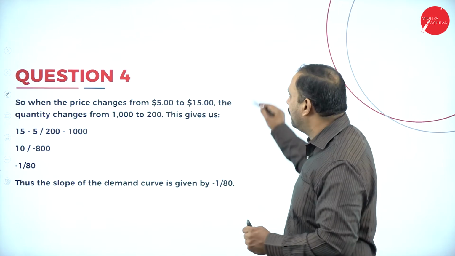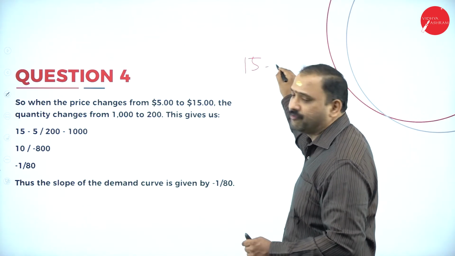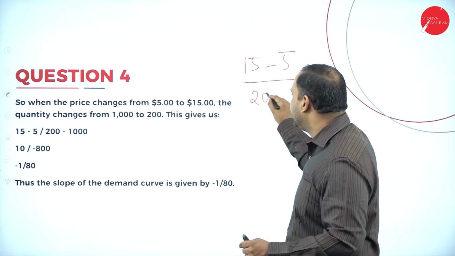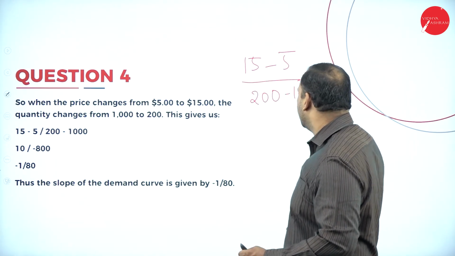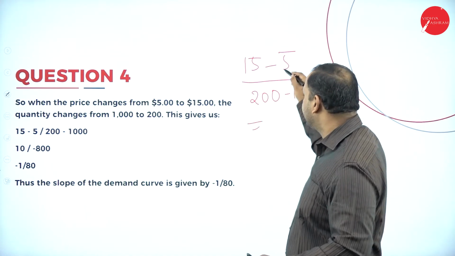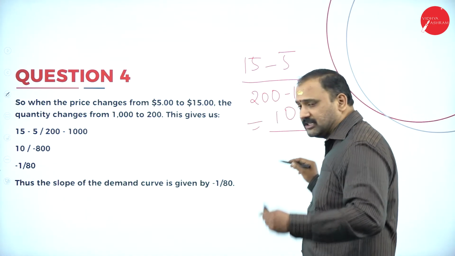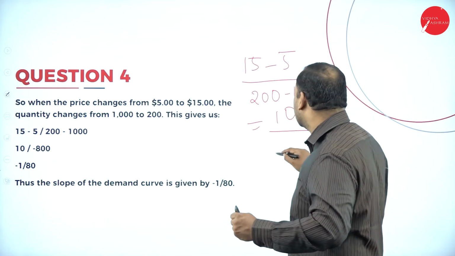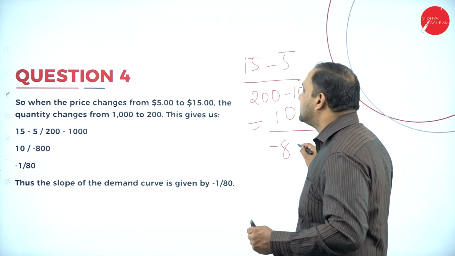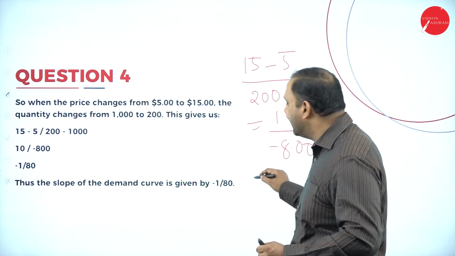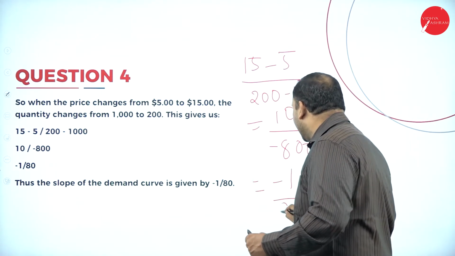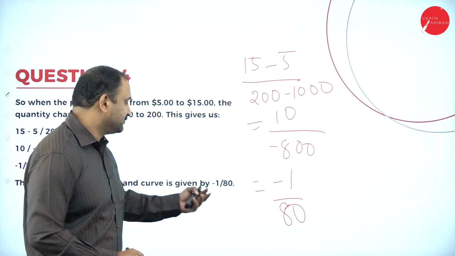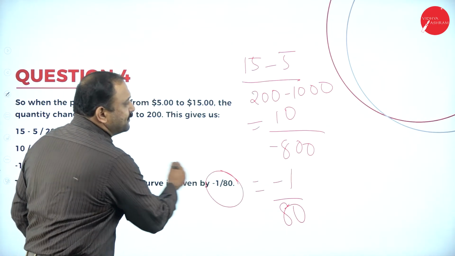The first thing, when $15 to 5. So, 15 minus 5 divided by 200 minus 1,000. So what is going to happen? 15 minus 5 is 10. But at the bottom, please look at the denominator. 200 minus 1,000 is a negative value. So that will be minus 800. So the value will be minus 1 by 80. So this is the change that has been given. So the slope of the demand curve is given by minus 1 by 80.